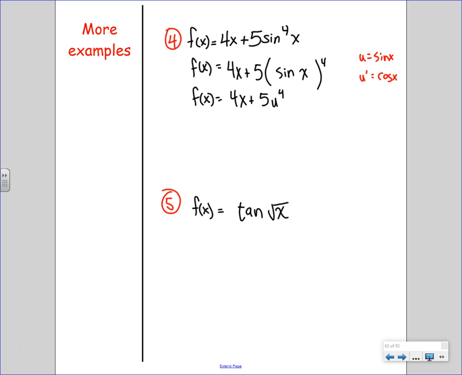Does that make sense? Okay. So now let's take a derivative. What's the derivative of 4x? What's the derivative of 5u to the 4th? U cubed times u prime.